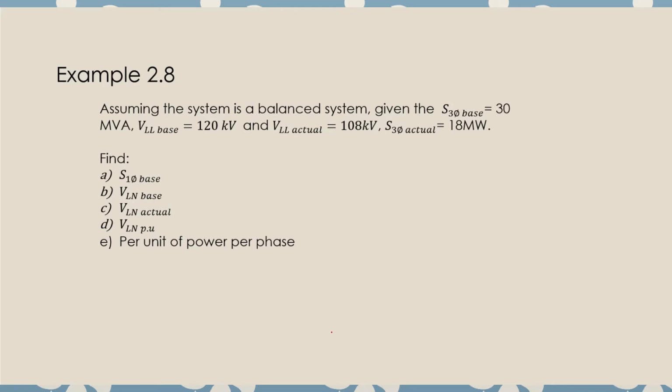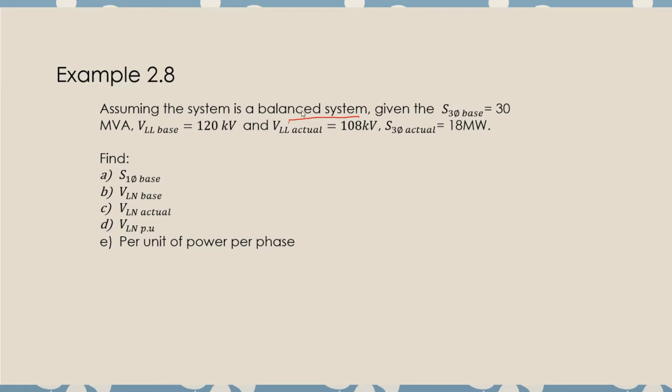So let's do example 2.8. In this example, you have a balanced system. Given your power for three-phase base as 30 MVA, and VLL, the line-to-line base voltage, is 120 kV, and you have a line-to-line actual voltage of 108 kV. Then you have the power for three-phase actual as 18 megawatts. So let's find for A.